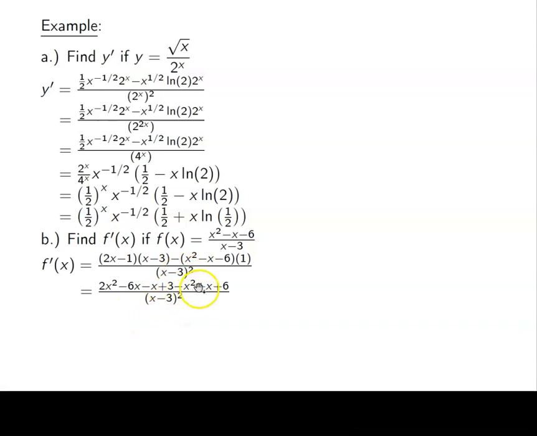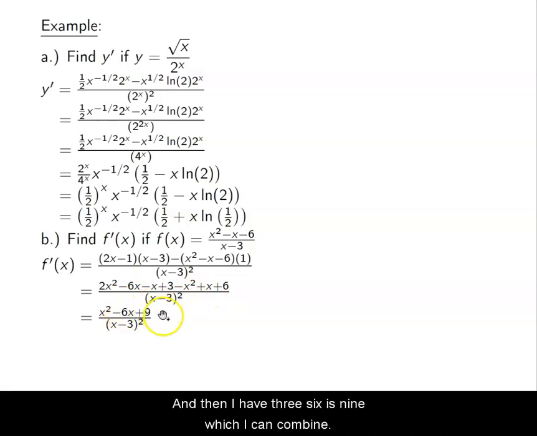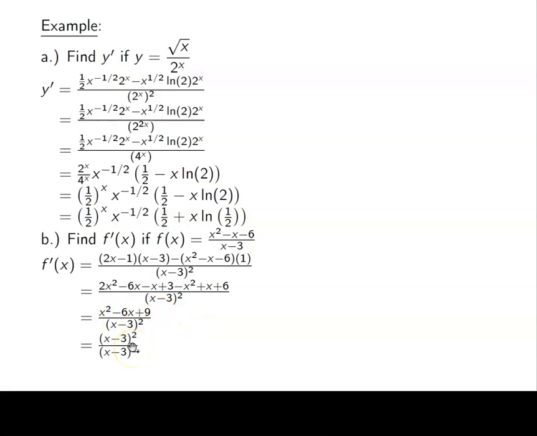I haven't changed this. Combine my like terms, get x squared. I have this minus x and this plus x cancel, so I have negative 6x left. And then I have 3 and 6 is 9, which I can combine. Okay, I can factor, I'm sorry, which gives me 1. So my derivative is 1.